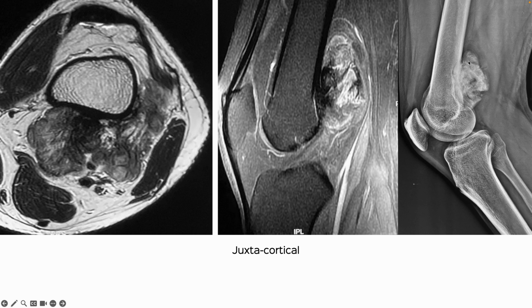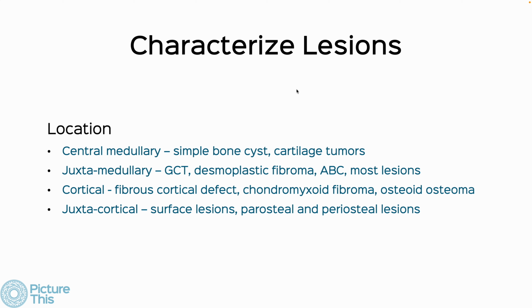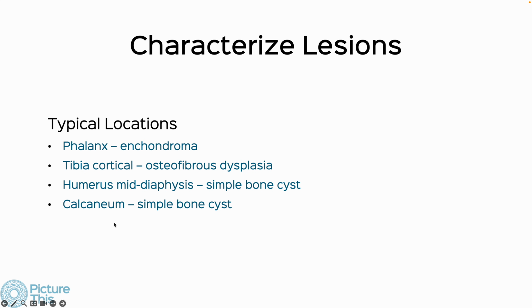And then here you have very well-defined new bone formation in the distal femur. Lots of T2 dark areas. This is all osteoid. The cortex is not involved. There's no intraosseous or marrow involvement. This is a parosteal osteosarcoma. So that's the list here of the tumors that would be central, juxtamedullary, cortical, and juxtacortical.